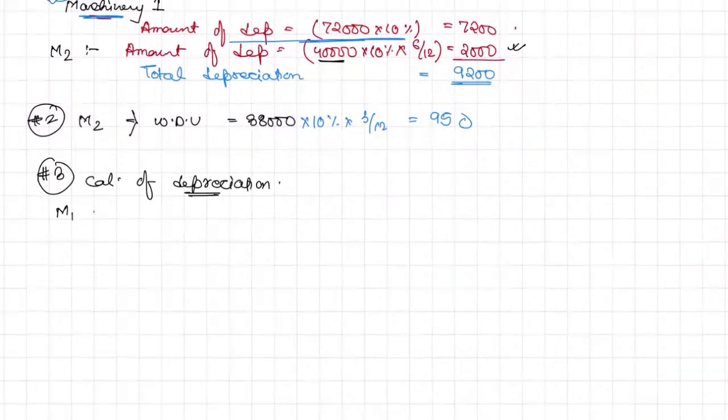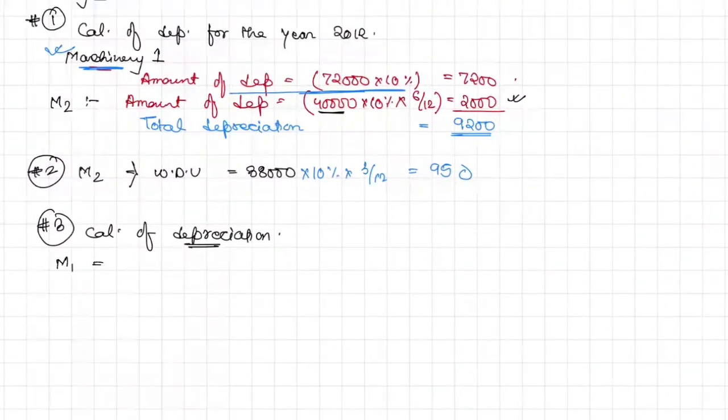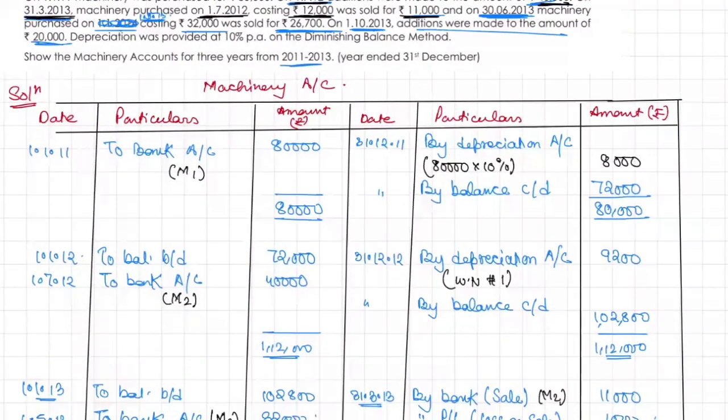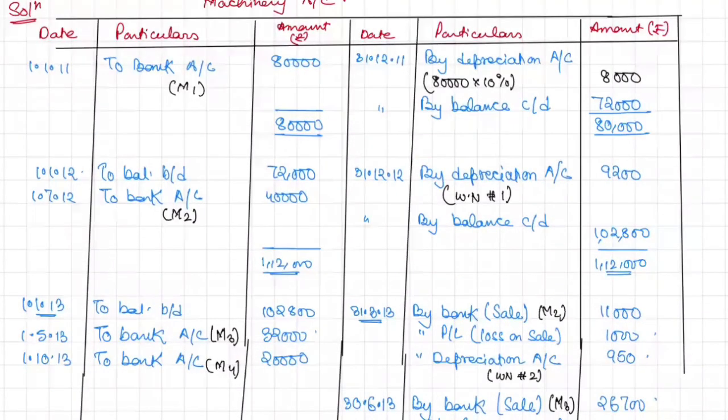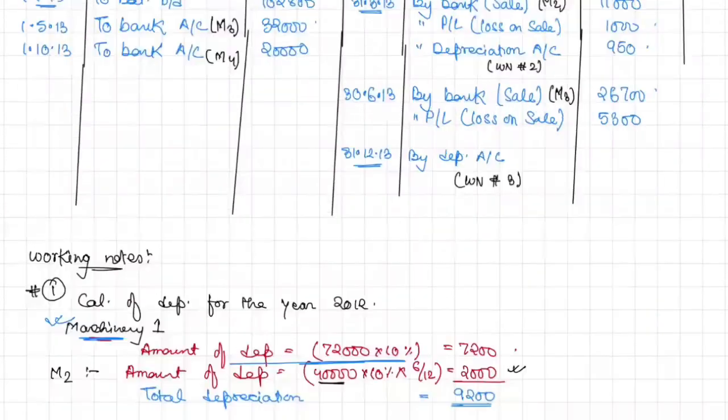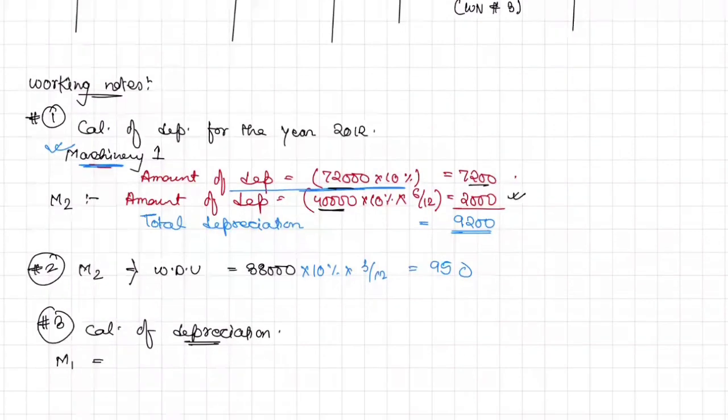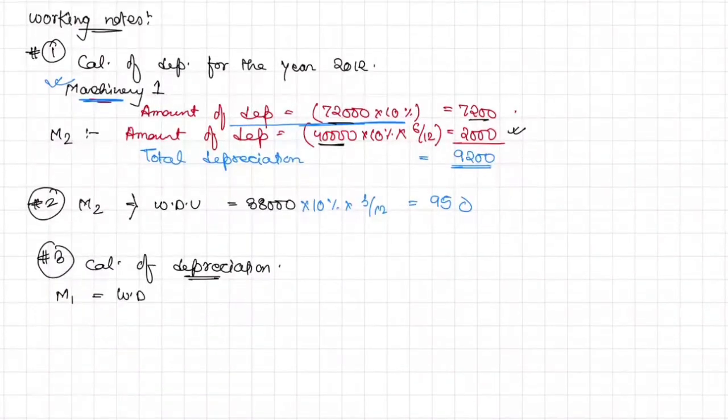So for M1, see, 80,000 was the cost. Then 8,000 was depreciated. 72,000 was left. Now from 72,000, 7,200 has been depreciated. So what is the WDV? It will be 72,000 minus 7,200, and 10% will be there because it is there for the whole year. So 72,000 minus 7,200 is 64,800, into 10% is 6,480.